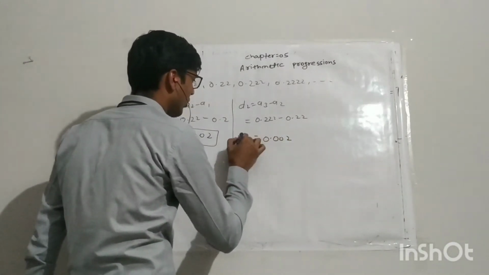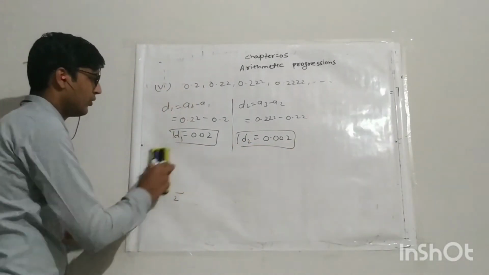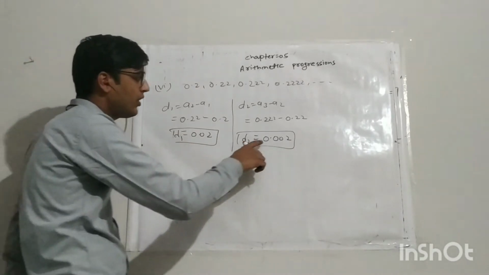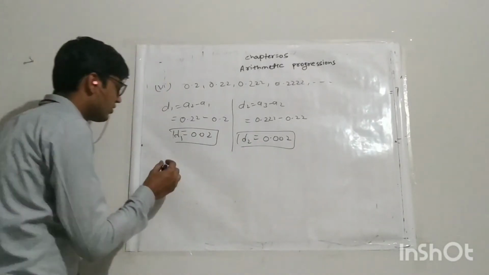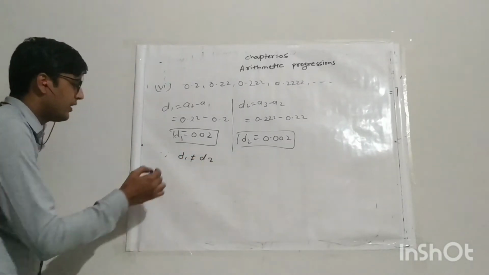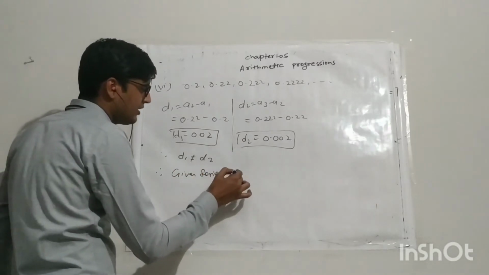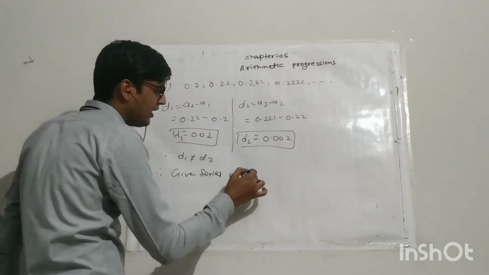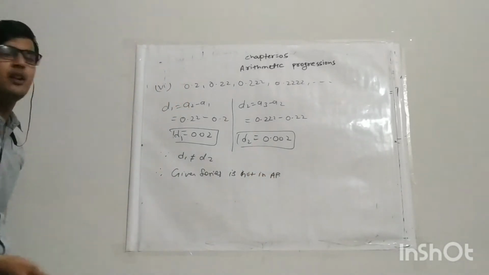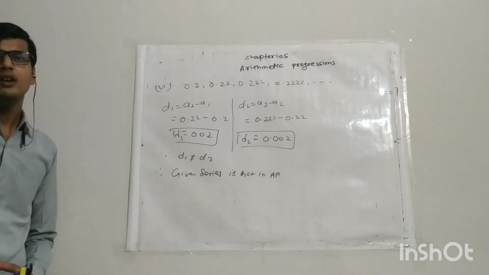0.002, so D2 is 0.002. So here the value of D1 is not equal to D2, because D1 is 0.02 and D2 is 0.002. So we write, since D1 is not equal to D2, therefore the given series is not in AP. Here the common differences are not the same, so the given series is not in AP.